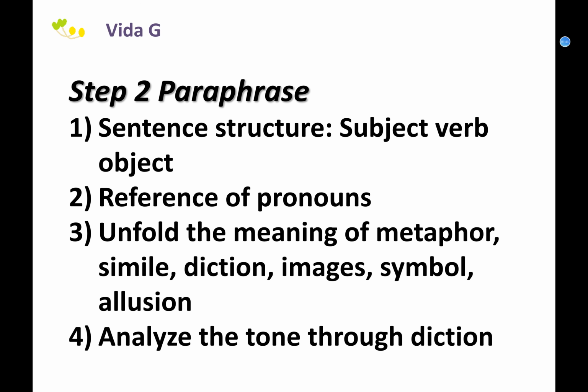So step 2, paraphrase. First, you have to analyze the sentence structure to identify subject, verb, and object. And then make sure you know every pronoun and what it refers to. Third, unfold the meaning of metaphor, simile, diction, image, symbol, and allusion. Fourth, analyze the tone through diction.